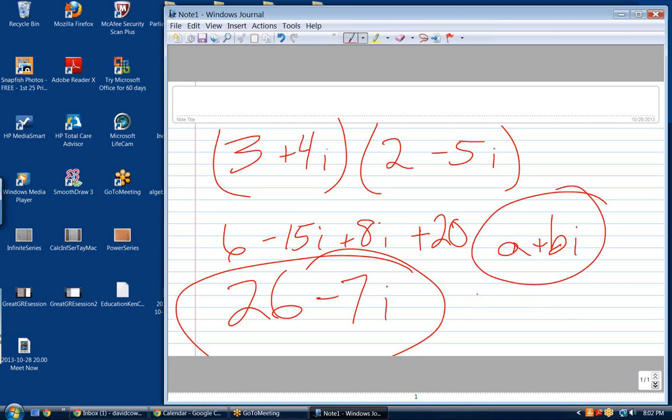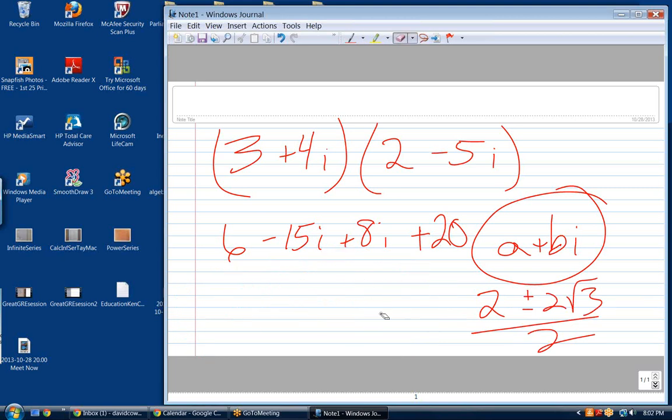Suppose you solve a quadratic and you get 2 plus or minus 2 root 3, all divided by 2. Well, go ahead and divide that out. In other words, turn that answer into 1 plus or minus root 3.